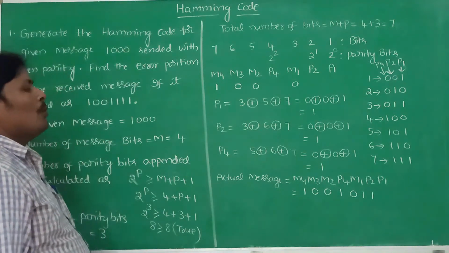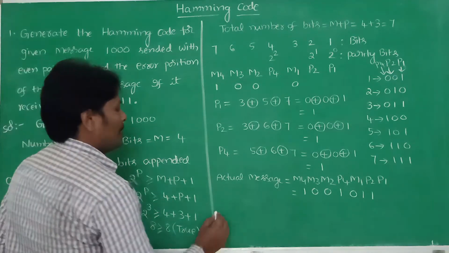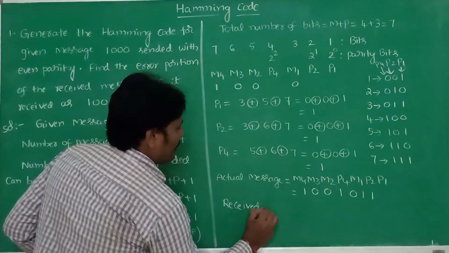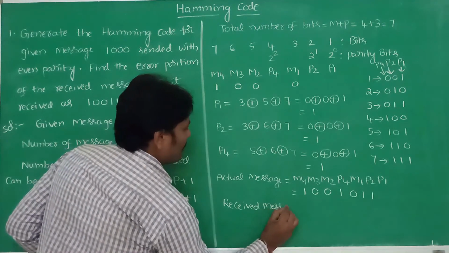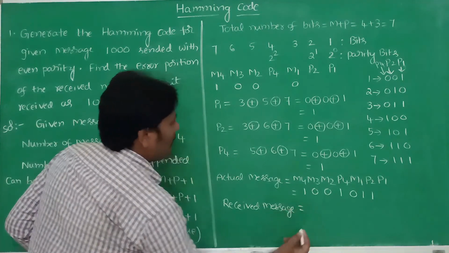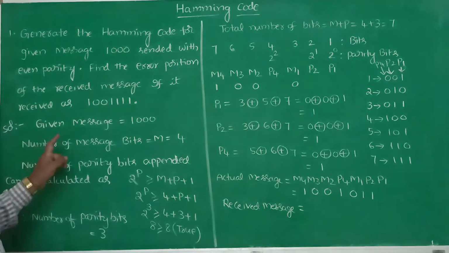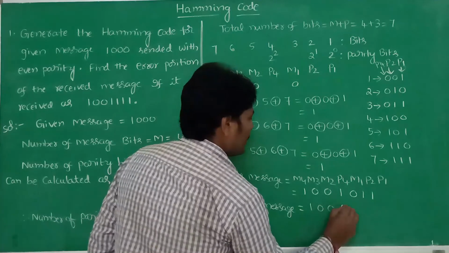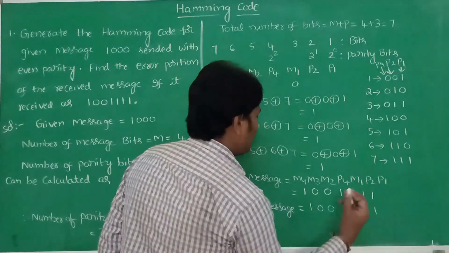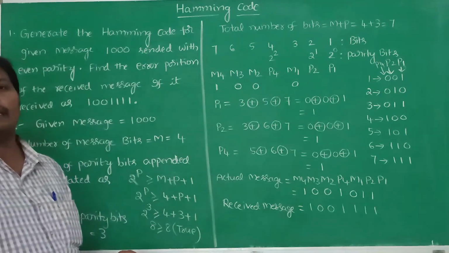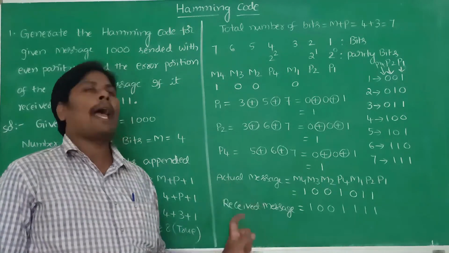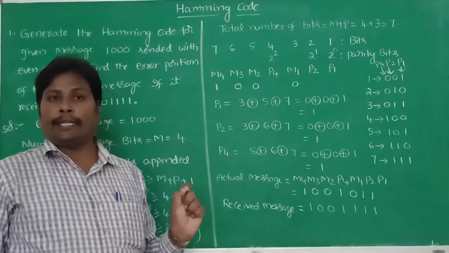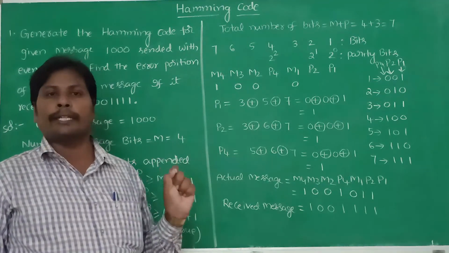Okay. Now what is the received message? In the given problem we are given 1 0 0 4 ones. Now we are comparing the received message with the actual message for identifying the error. That is called error detection.